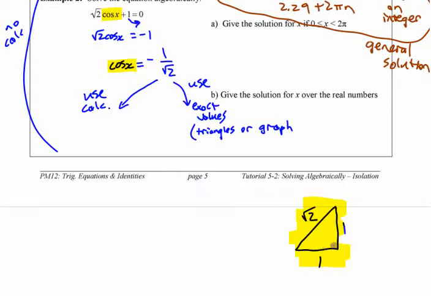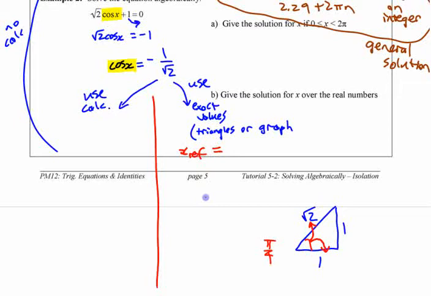If you're using this one, that angle is 45 degrees or pi over 4. It has a cosine ratio of 1 over root 2, right? What you're doing is instead of coming up with the reference angle from the calculator, you're coming up with the reference angle from the exact triangle, right? So if you're doing it this way, you're saying x reference is what? What is it equal to?